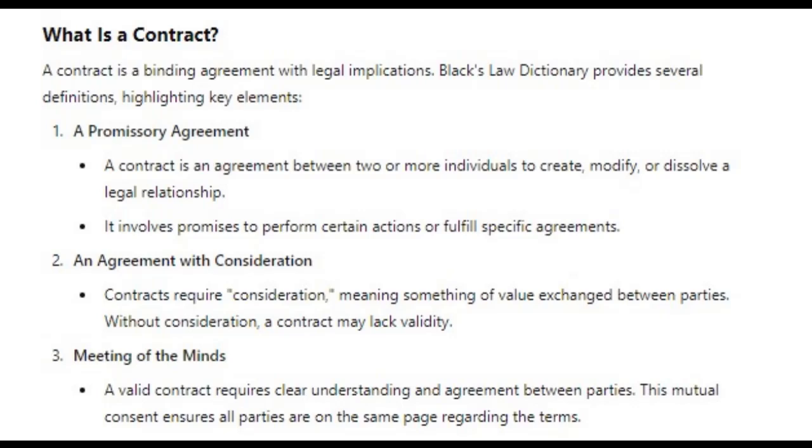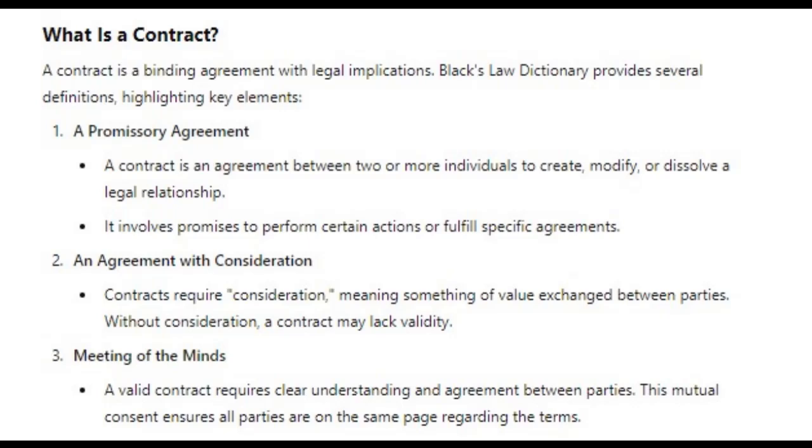What is a contract? A contract is a binding agreement with legal implications. Black's Law Dictionary provides several definitions, highlighting key elements. A promissory agreement. A contract is an agreement between two or more individuals to create, modify, or dissolve a legal relationship. It involves promises to perform certain actions or fulfill specific agreements. An agreement with consideration. Contracts require consideration, meaning something of value exchanged between parties. Without consideration, a contract may lack validity.